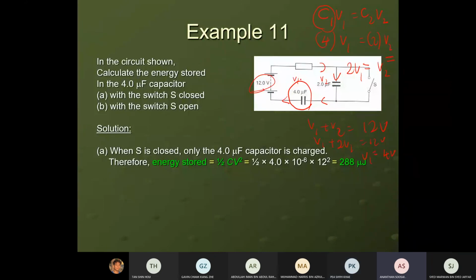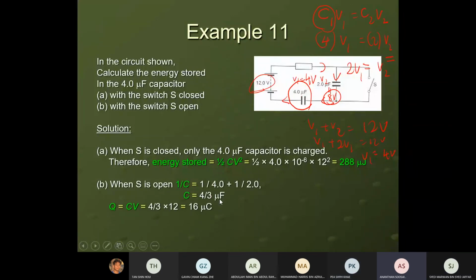So for the 4 microfarad, the voltage used is only 4 volt. The 2 microfarad uses 8 volt. Small capacitance uses big voltage. Big capacitance uses small voltage to make the charge the same for series. Okay. So this is the way you need to find the voltage of the 4 microfarad. So the solution is when the switch is open.